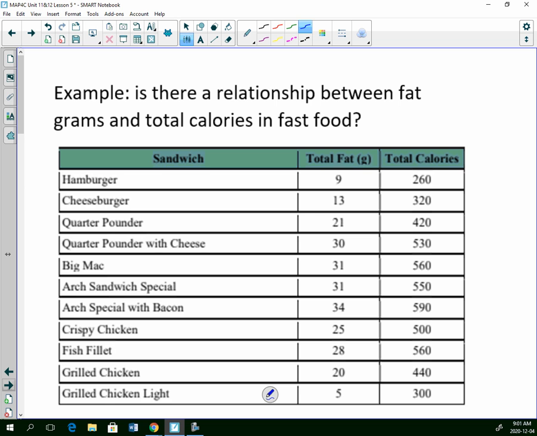Okay, so once you've collected your data, here someone's collected data on fast food and they're comparing the total number of fat grams and how that is related to how many calories are in the food. So their hypothesis is the more fat grams in the food, the more calories that food is going to have. Okay, that's the relationship that they're investigating.